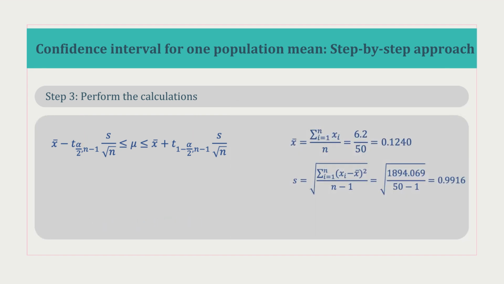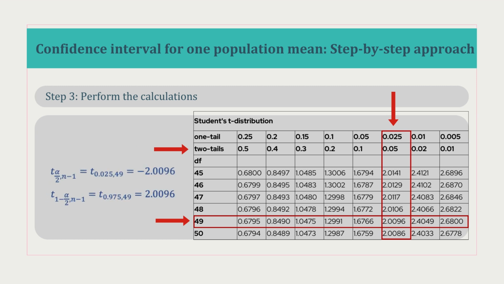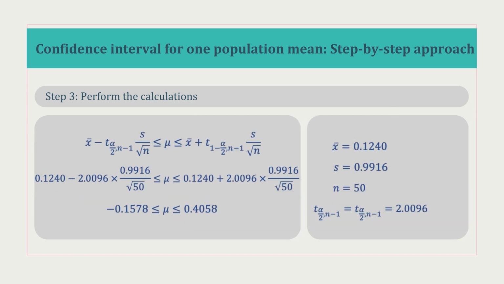To calculate the sample mean and the sample standard deviation for the change in the price of the stock, use the following formulas. To find the t critical value, using the t distribution table, select the row for the degrees of freedom of 49 and select the cell corresponding to the alpha value of 0.05 for two-tailed distribution. The t critical value is 2.0096. Now, insert these values in the confidence interval formula.